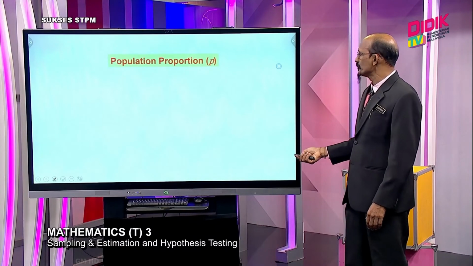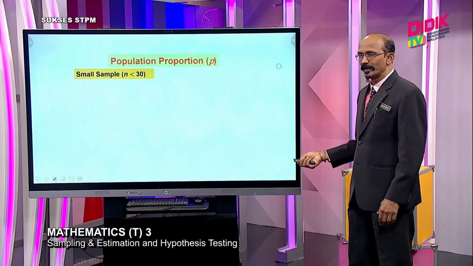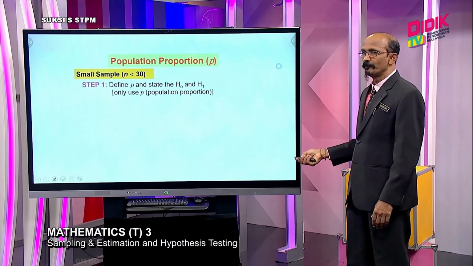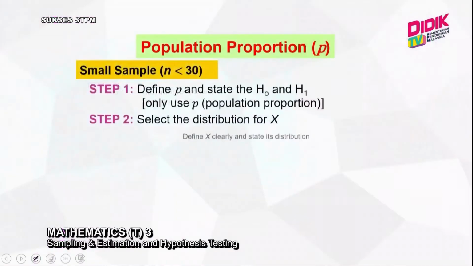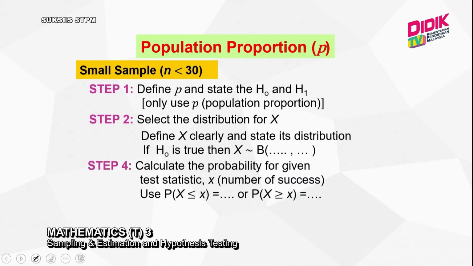And for population proportion, we also have 2 cases. One is for small sample size. The way of doing it remains the same. It's not much different, same as what we did in population mean. You can read here. We are using binomial distribution for small sample size, meaning less than 30. So it is slightly different in our test statistic here.